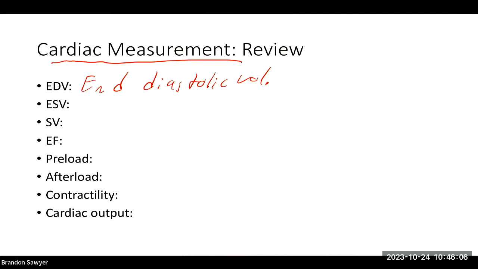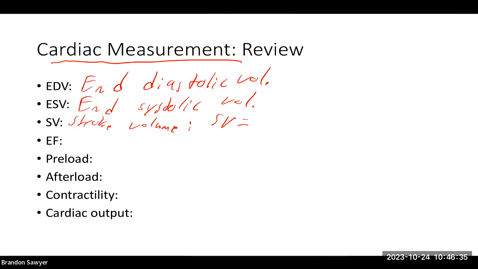Okay, ESV is end systolic volume. Right, so this is the blood left over in the left ventricle after we've emptied as much as we're going to empty for that beat. Okay, so then what's our equation for stroke volume? SV is stroke volume. What's our equation for it? How do we calculate it?